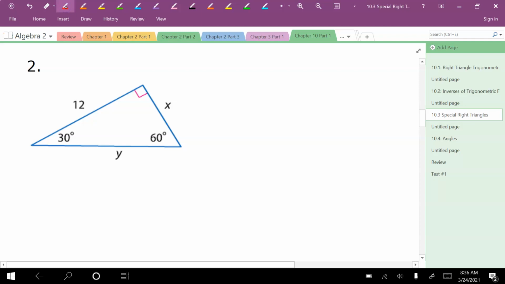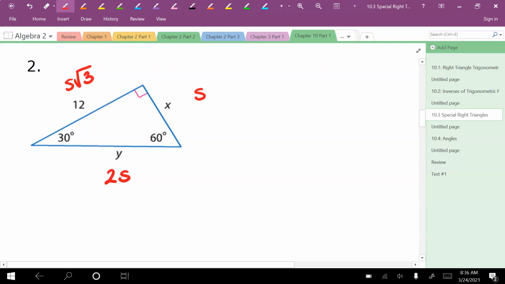So this one, across from 30 degrees, that's where they have X. So that's going to be my S side. Across from 60 degrees, that's the longer leg, that's that 12. So that's my S square root of 3 side. And then across from my 90 degrees, that's where the Y is, that's the hypotenuse. So that would be my 2S.